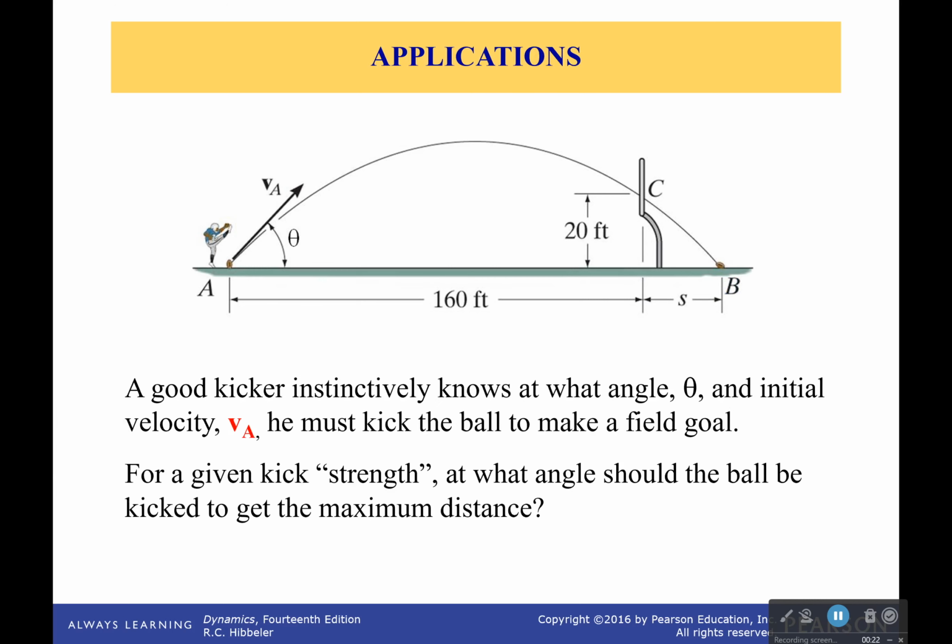So first off, a good kicker can instinctively know exactly what angle they need to kick the ball and how hard to make a field goal. Now, for a given kick strength, what angle should the ball be kicked to get the maximum distance? Because obviously if they kick it straight up, well, that's no good. If they kick it straight forward, well, that's not going to work either. It's got to be able to go over the goalpost. So it's somewhere in between those two crazy cases.